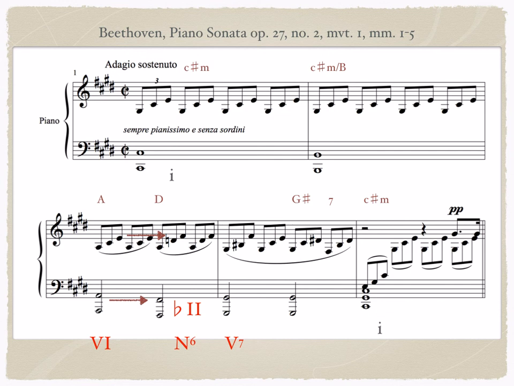How does the voice with lowered scale degree 2 resolve? Down to Ti, or sharp 7. So here we have flat 2 going to sharp 7 in our inner voice.